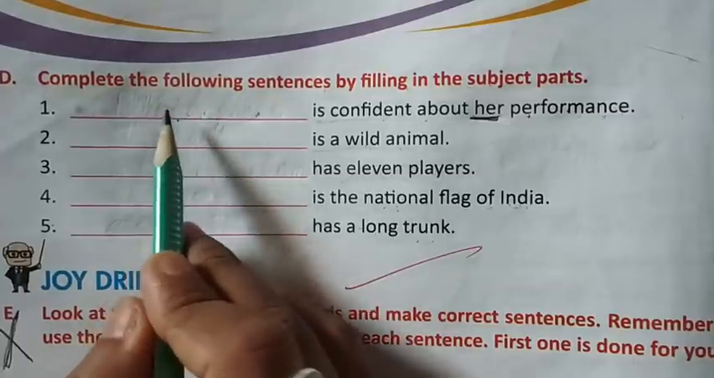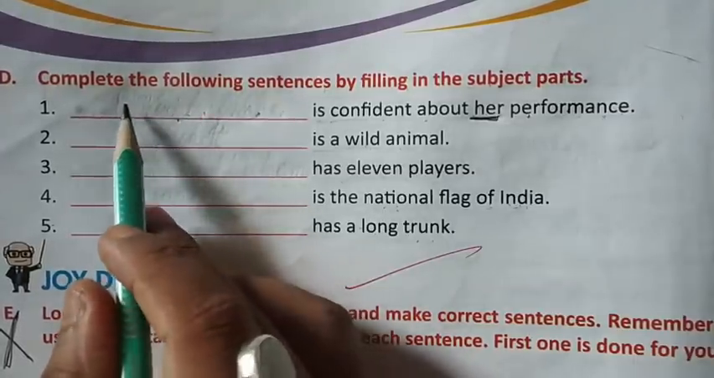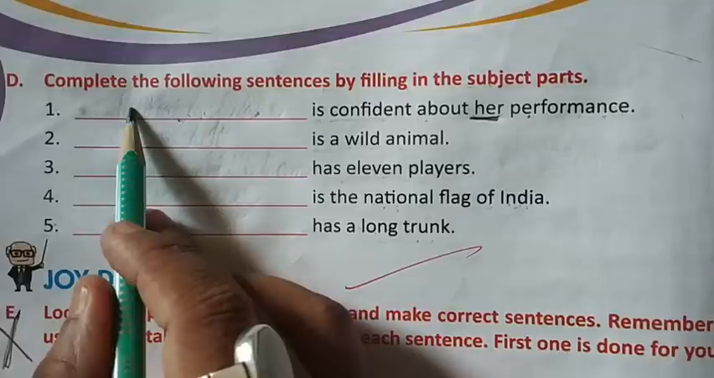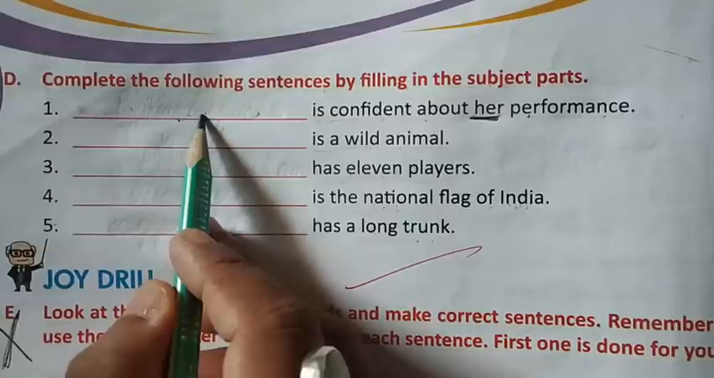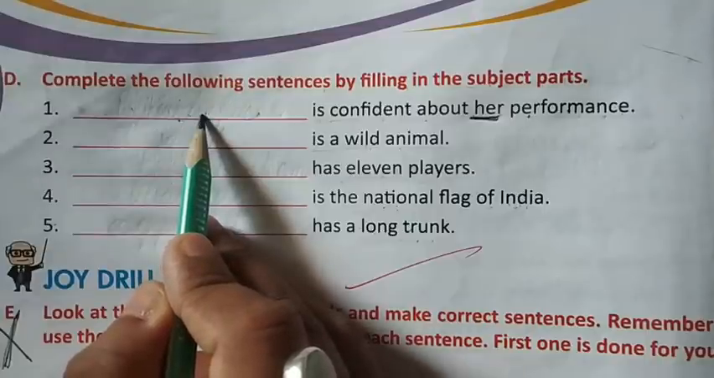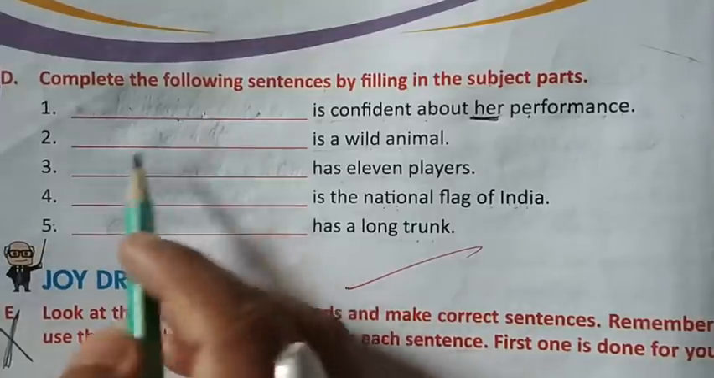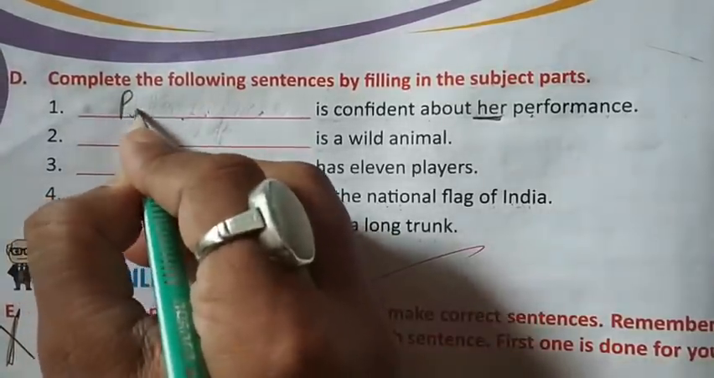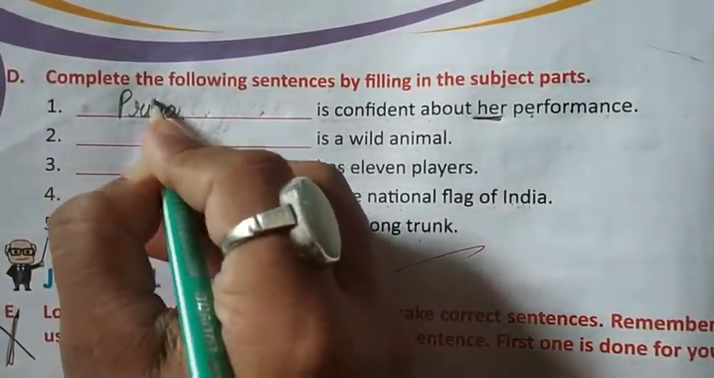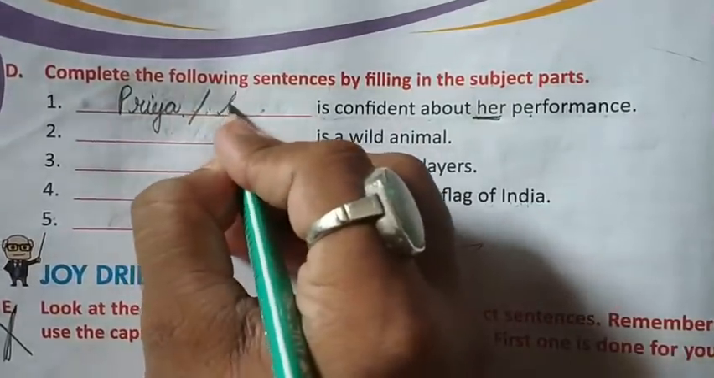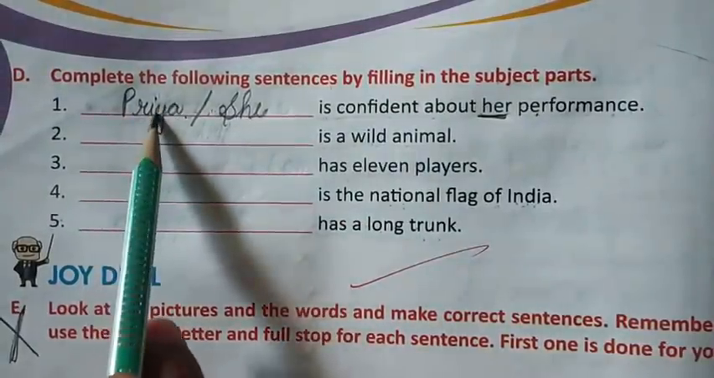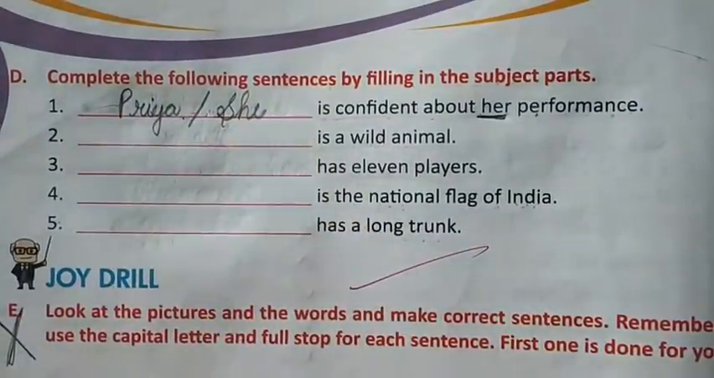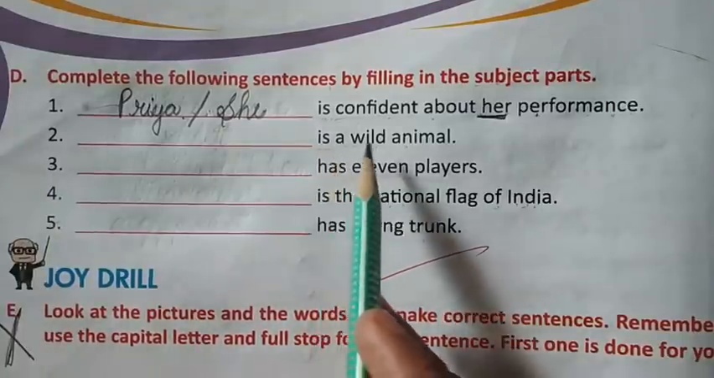Okay, so if you want to fill this subject by noun, you can write name of a girl, any name you can write here. If you want to use pronoun as a subject, you can write down pronoun she, which is used for females or for a feminine gender. So I will write both here, and it is up to you. Whichever you want to write in your book, you can write. Priya and she, both are correct. Means any name of a girl you can write, or you can use pronoun she. Both are correct.